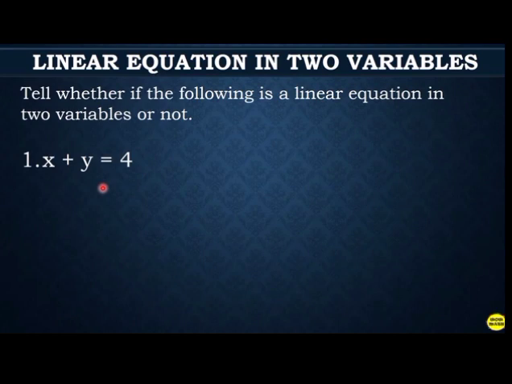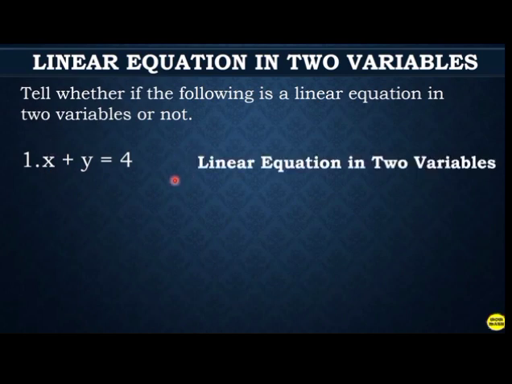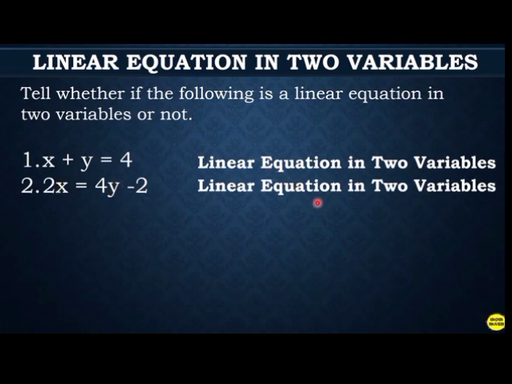I have here x plus y equals 4. Is this a linear equation in two variables or not? Look at the given. I have two variables. The highest degree is 1. So therefore, this is a linear equation in two variables. Next, 2x equals 4y minus 2. It has two variables and the highest degree is 1. Then it is a linear equation in two variables.